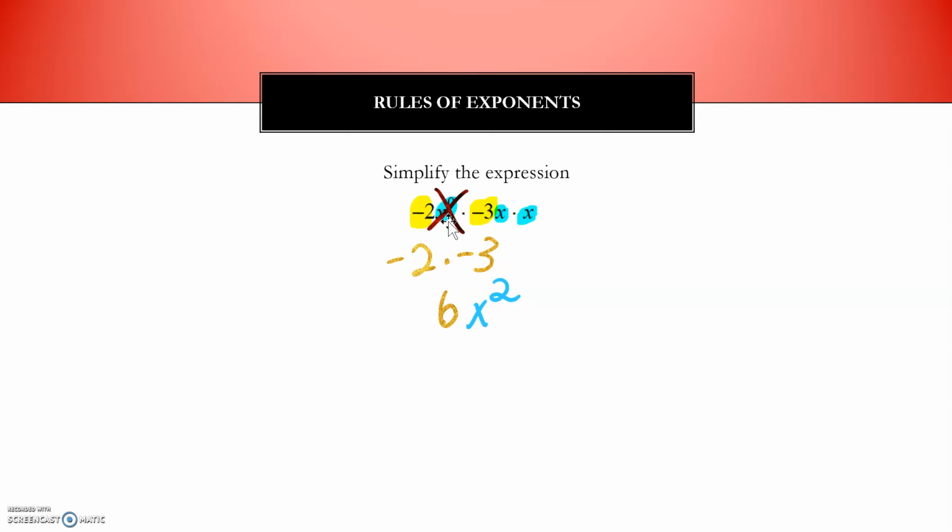Now, I do want to remind you again that the negative exponent rule only applies to negative exponents, not negative numbers. Okay, so negative 2 and negative 3, the integers stay where they're at.